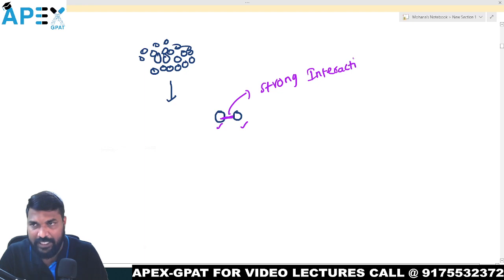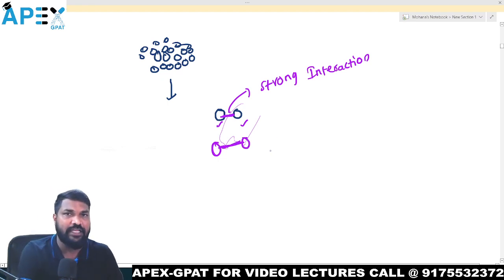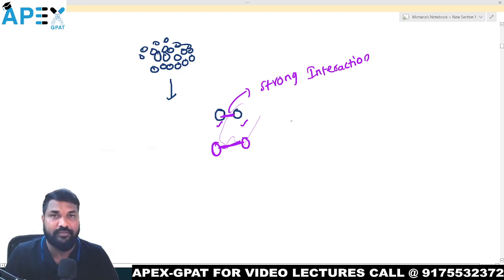Strong interaction. There is one more two particles. These two particles also I observed. Here also there is a strong interaction. Okay? The two particles having the strong interaction. Now, will they flow faster? These fluids, will they flow faster? Answer is no. They don't flow faster.